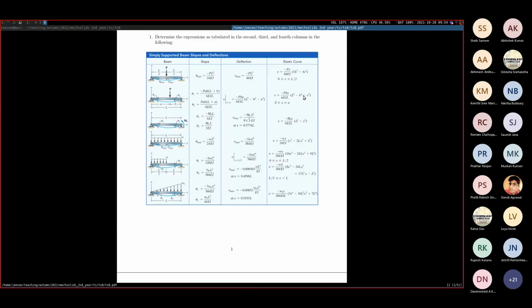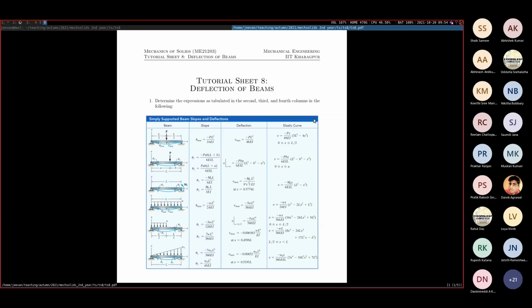So I hope all of you can see this page. This is tutorial sheet number 8, which I have not yet uploaded. This table I have directly copy pasted from the book Mechanics of Materials by Hibbeler. Many of the problems in the tutorial sheets are from Hibbeler's book, as well as from Beer and Johnston, but mostly from Hibbeler. I noticed that the appendix of Hibbeler has more cases compared to Beer and Johnston, so I have tabulated these things.